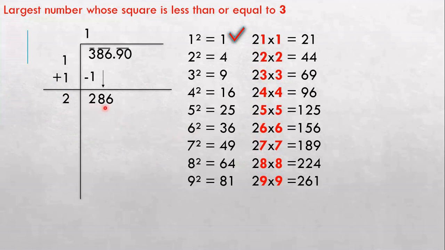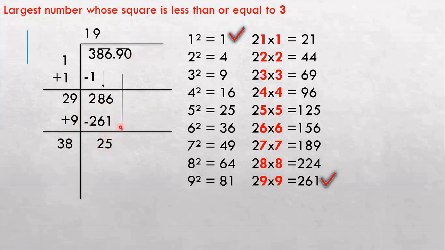Now we want 286. So the number which we can subtract is 261 because this is the largest one possible. So we take 29 times 9, which is 261. 29 plus 9 we get 38, and 286 minus 261 is 25. Now we take this 90 down, so we have 2590, and over here we have 38.